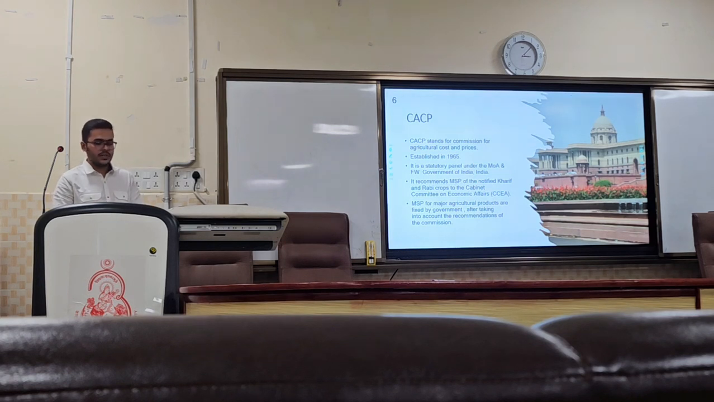Now, CACP is the regulating body, which stands for Commission for Agricultural Costs and Prices, established in 1965. It is a statutory panel under the Ministry of Agriculture, Government of India. It recommends MSP of notified Kharif and Rabi crops to the Cabinet Committee on Economic Affairs, but the decision on MSP is made by the government, which is the Cabinet Committee on Economic Affairs.